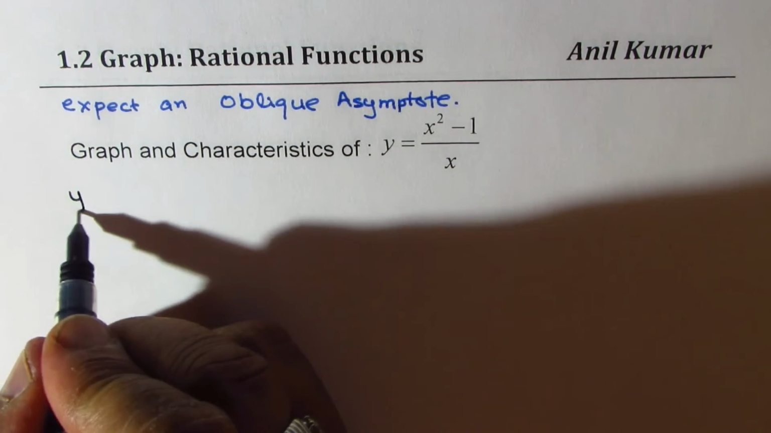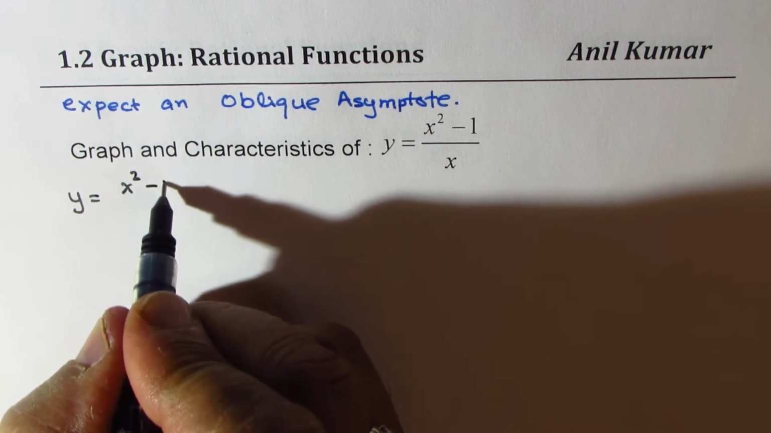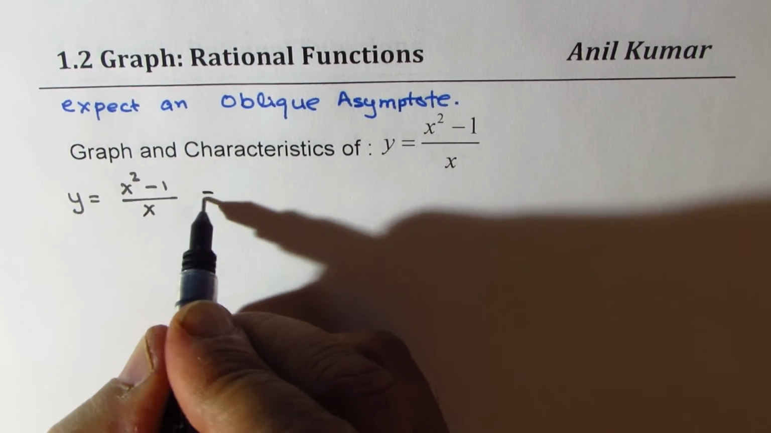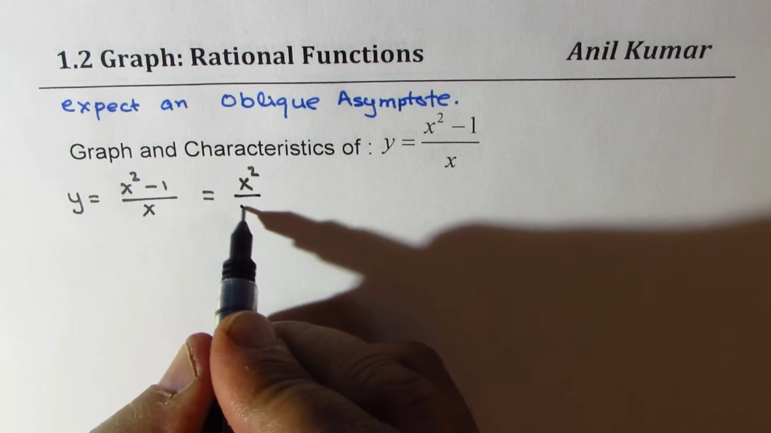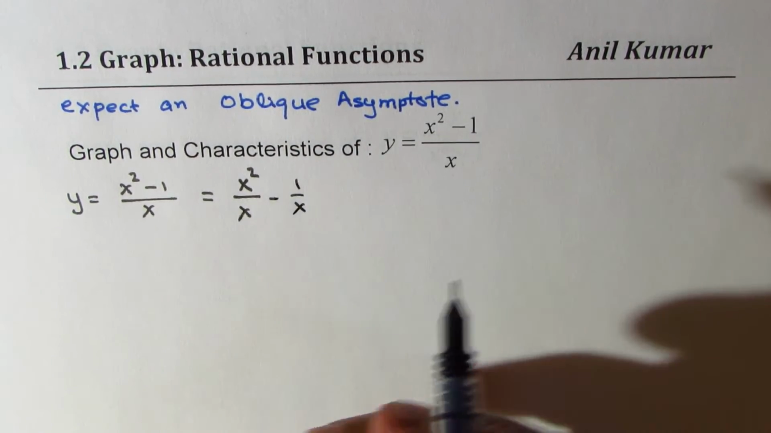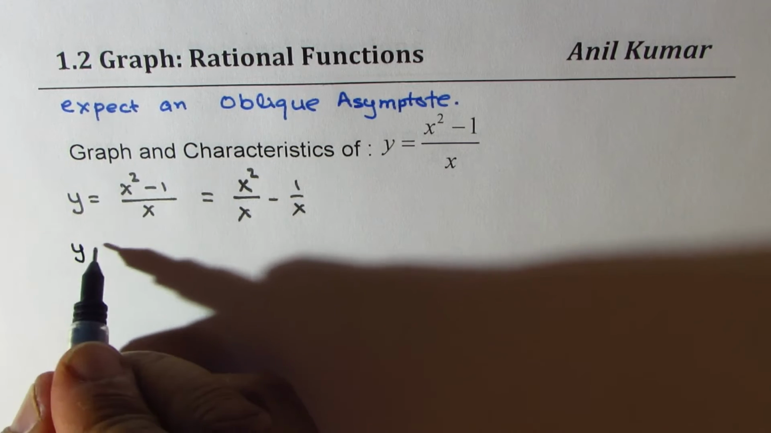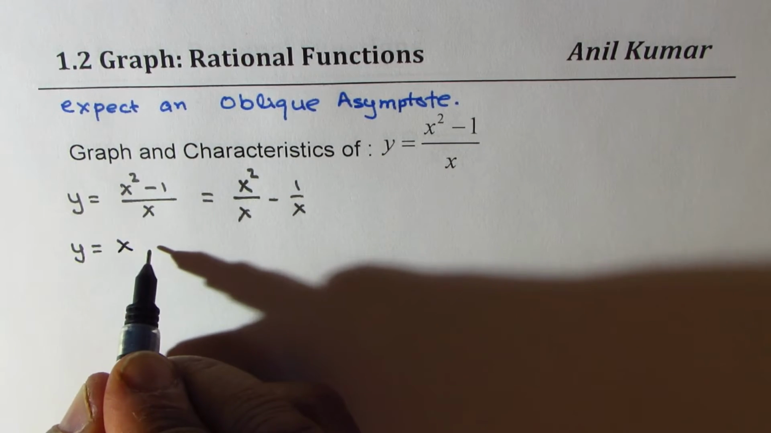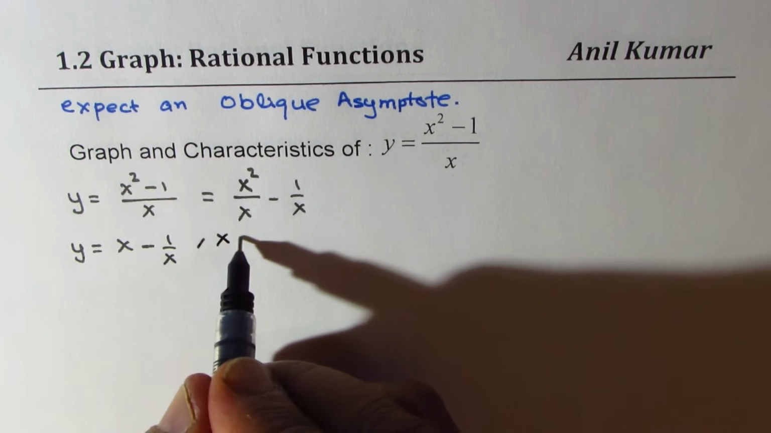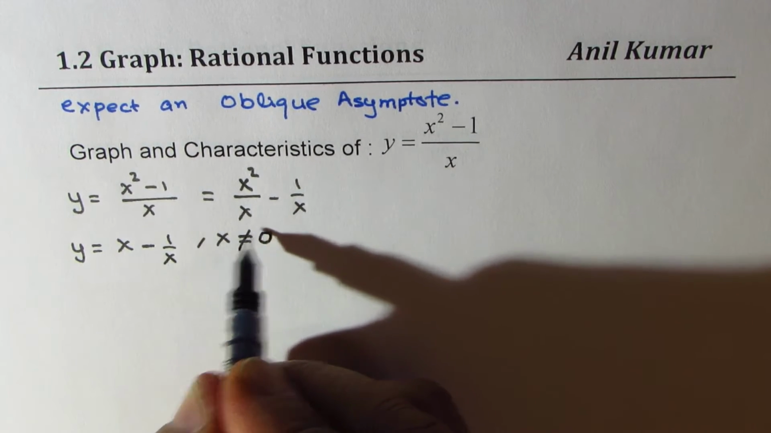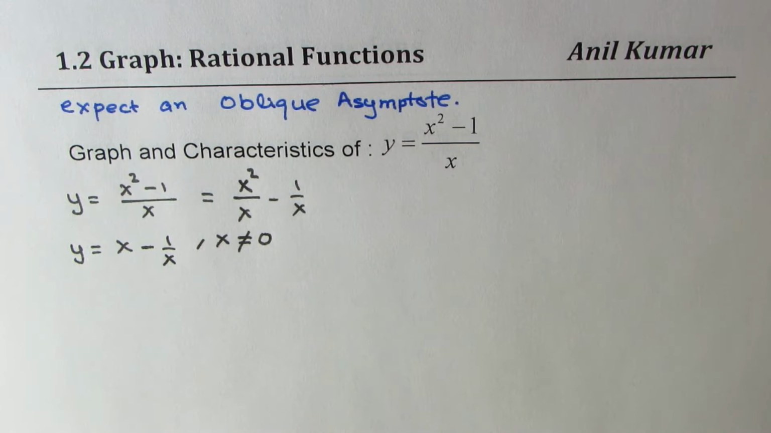So we could rewrite this function y equals x squared minus 1 over x as x squared over x minus 1 over x. Okay. So that really means I could write y equals x minus 1 over x. Correct? Now the restriction is that x is not equal to 0 since the denominator cannot be 0.